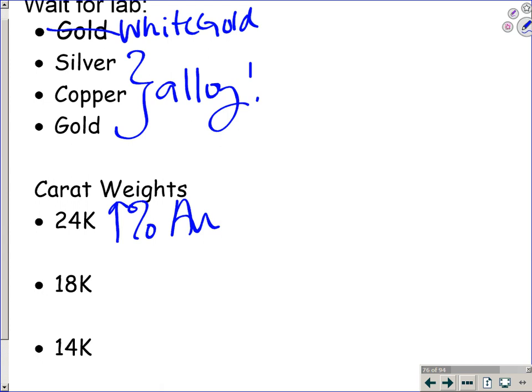Now, if it were me, I would not want a 24 karat gold piece of jewelry. Why? I don't care if it's expensive. Heavy? No, it's not dealing with its heaviness. We totally just talked about gold. It's soft.